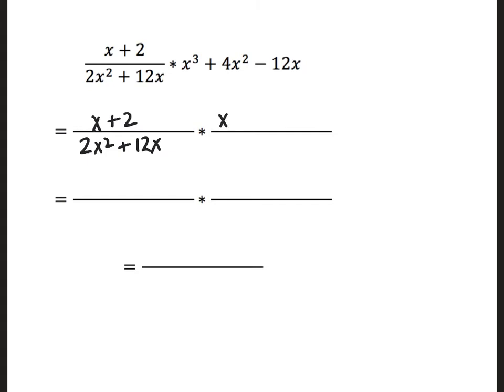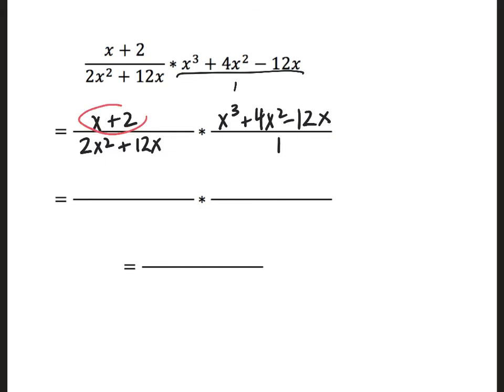This second thing is really just x cubed plus 4x squared minus 12x divided by 1. There is a secret little 1 down there. It's always down there even if it's not written. So if you run into something that isn't a fraction, divide it by 1 and congratulations, now it's a fraction. We're going to go ahead and factor anything we can factor.